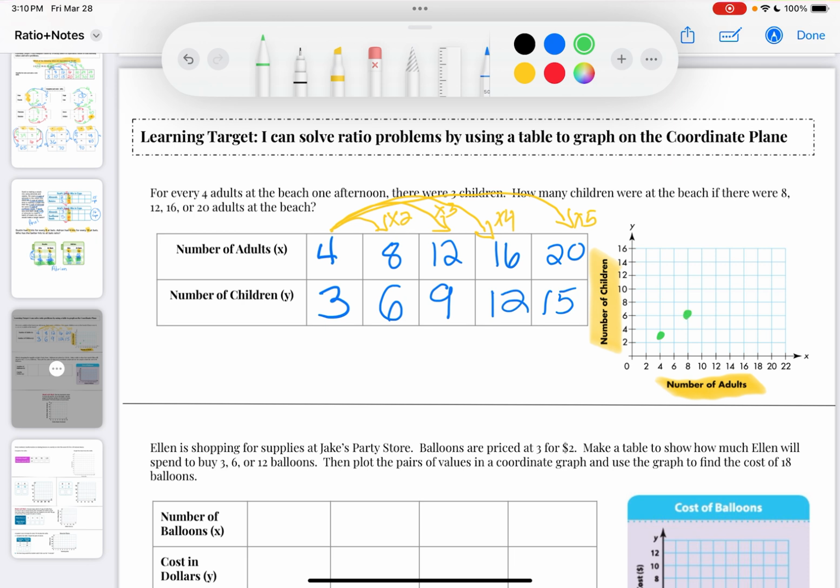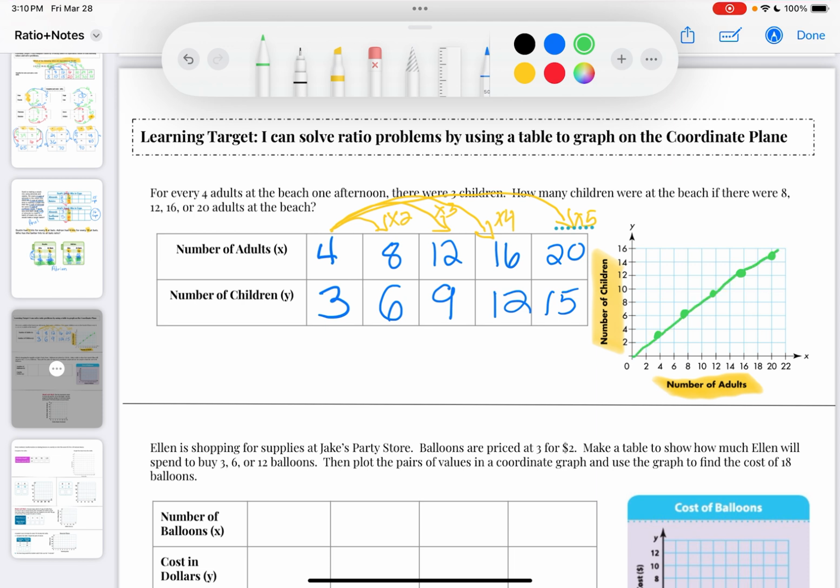12 adults to 9 children. So that's going to be right there. 12, and then 9 is between 10 and 8. And then 16, 12. And then 20, over 20, up 15. So that makes a straight line through the graph.